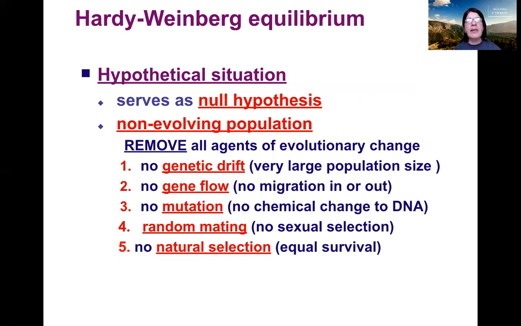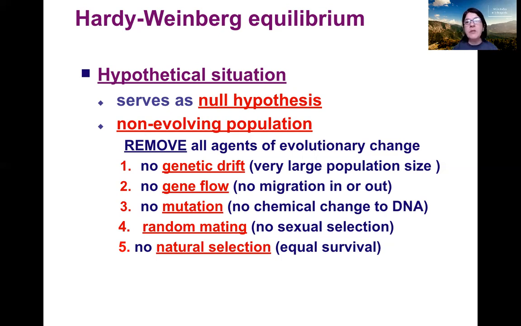Okay, so let's talk now a little bit about the Hardy-Weinberg equilibrium. The Hardy-Weinberg equilibrium is a mathematical model that is used to test whether a population is evolving or not. So the Hardy-Weinberg equilibrium is a hypothetical situation, and it serves as the null hypothesis. And we're going to get back to what that means. So if a population is not evolving, that will be our null hypothesis. Our null hypothesis is that there is no difference between what we see and what we expect if the population is not evolving.